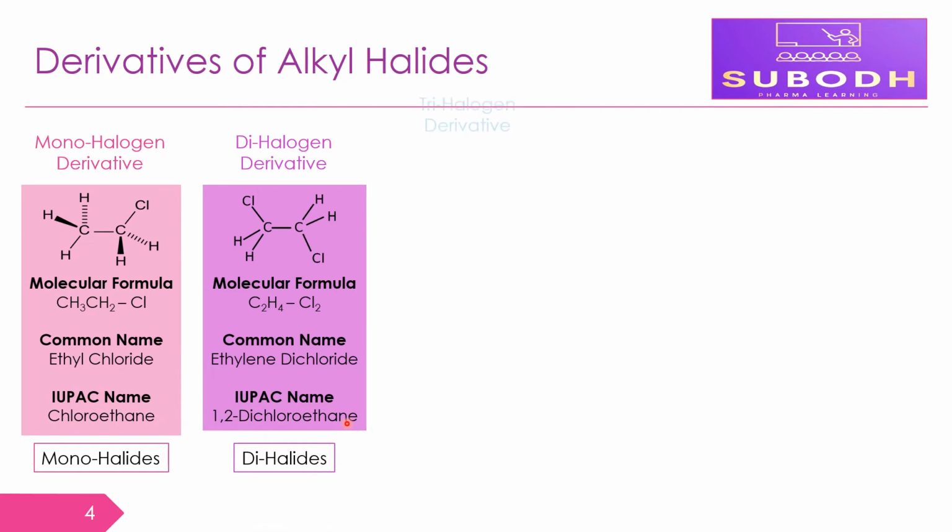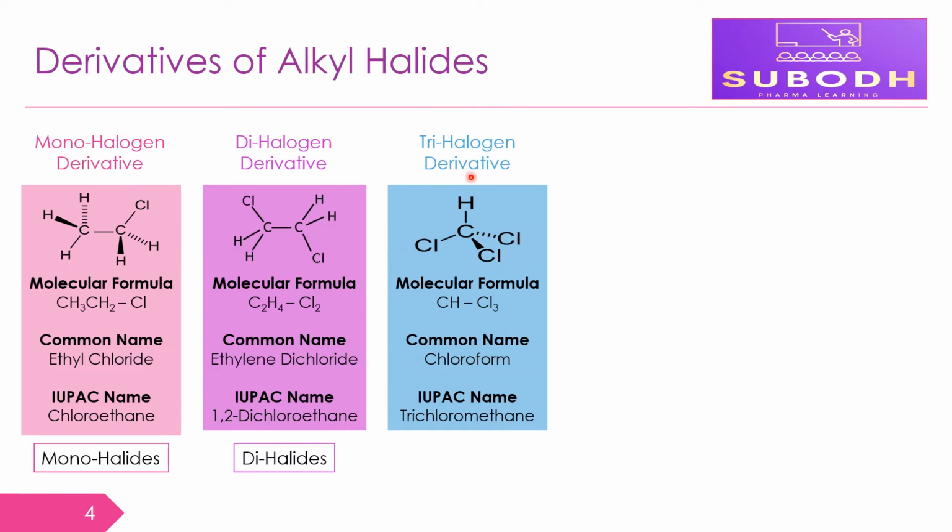The next class is trihalogen derivatives. In this, three halogen atoms are attached to a hydrocarbon. For example, chloroform, that is trichloromethane. See, in the structure, three chlorine atoms are attached to the carbon. So, these are called trihalides.